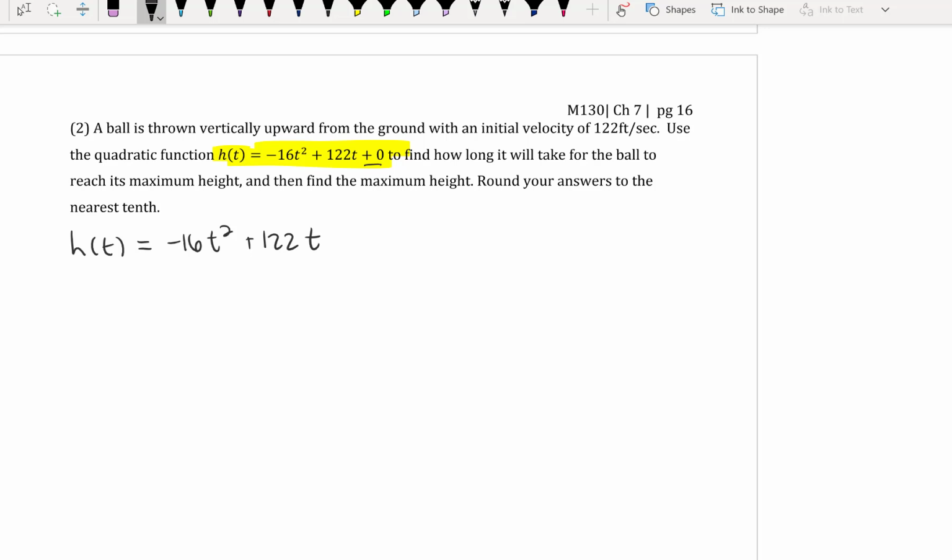And that plus 0, you can write it or not write it. If you add 0 to anything, it doesn't really change the value, so I don't really need to write it, but if you want to, that's fine.